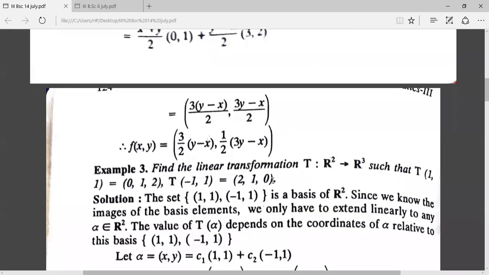What we have to find? You have to find the linear transformation from R2 to R3. Now, (1, 1) and (-1, 1) are the basis vectors of R2.